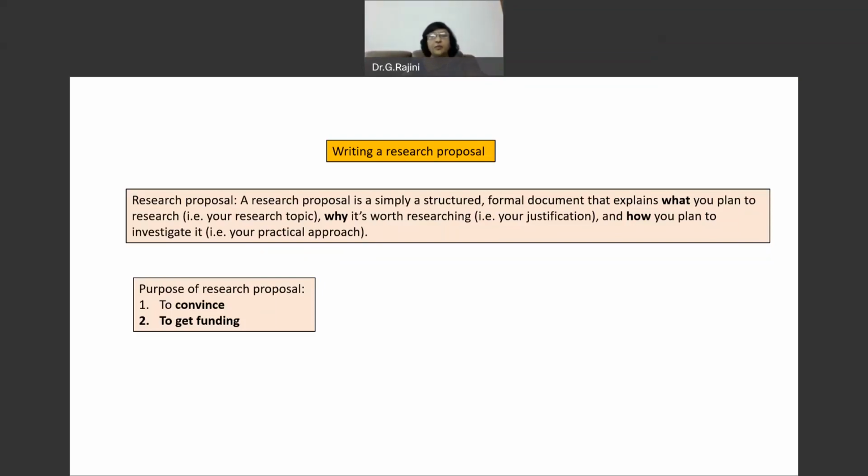What they will look into in the proposal is whether you are going to address a vital problem, whether the methodology you're going to follow is good, and whether it is without bias. Is it worth spending money on that? So the purpose of a research proposal is to convince people to come out with new strategies or to get funding. Okay, so even for any new venture, you have to write a proposal to convince them.